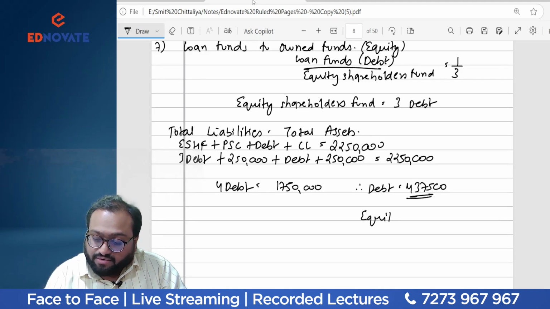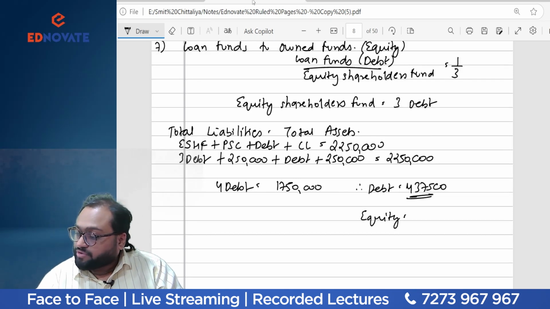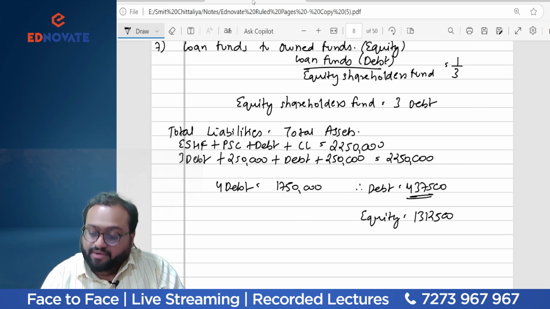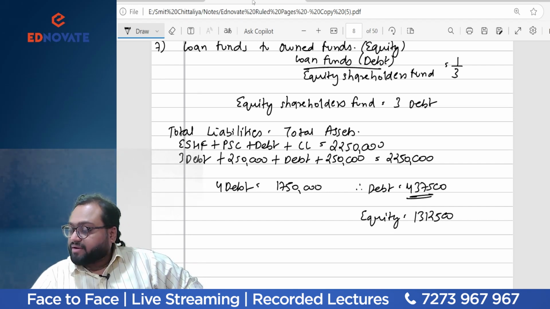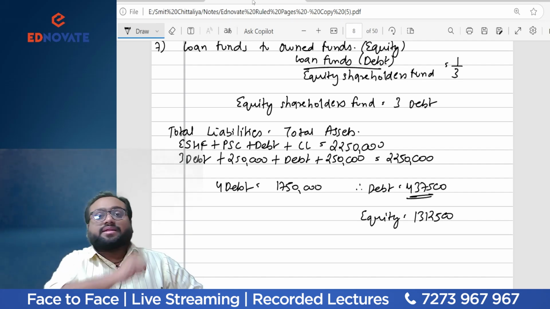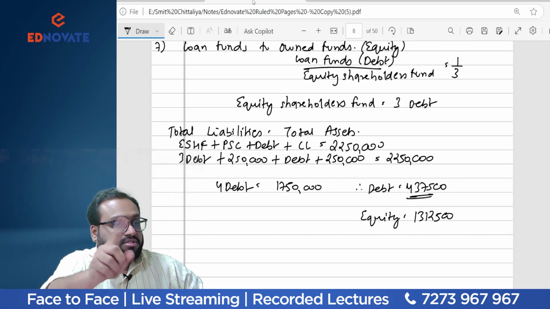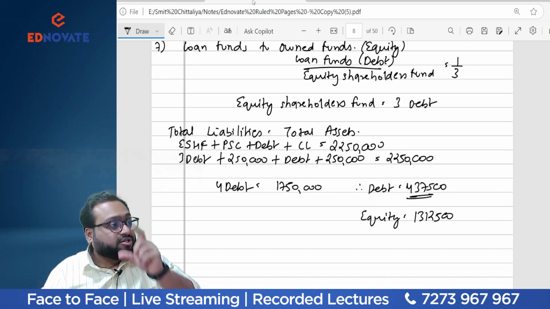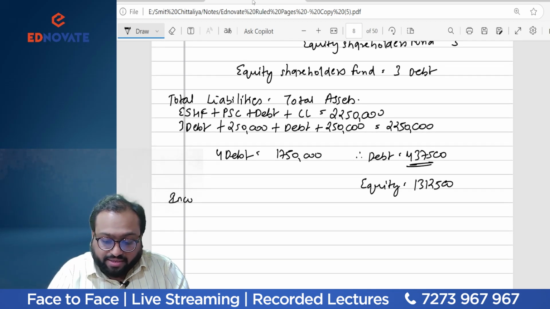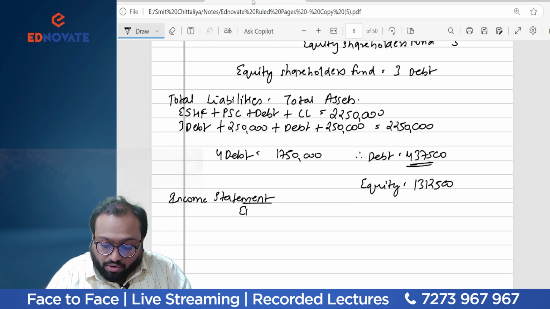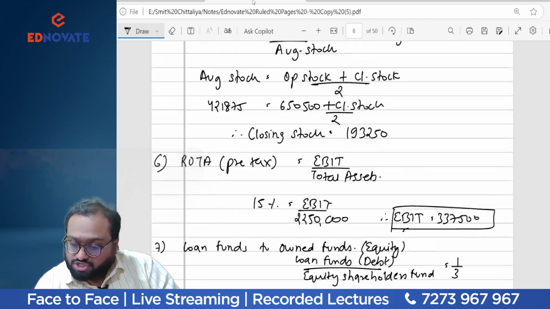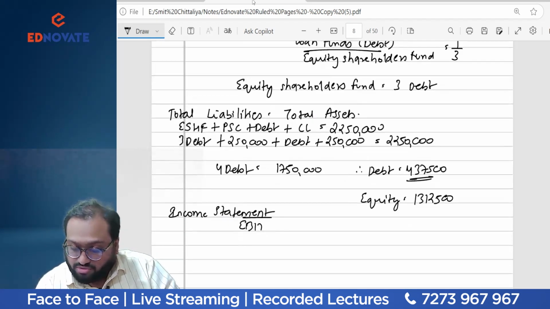My equity capital will be 3 times debt, so it will be 13,12,500. Now if we tally 13,12,500 plus 2,50,000 preference shares plus 4,37,500 my debt capital plus 2,50,000 my current liability, this will be the right thing. So do have a look. This is a small mistake because on this basis we are going to prepare a short income statement because we require EPS, and EPS we can get with the help of the income statement, which starts with EBIT. I already have EBIT. The EBIT I just calculated is 3,37,500.